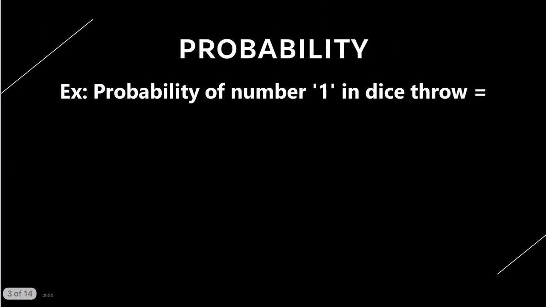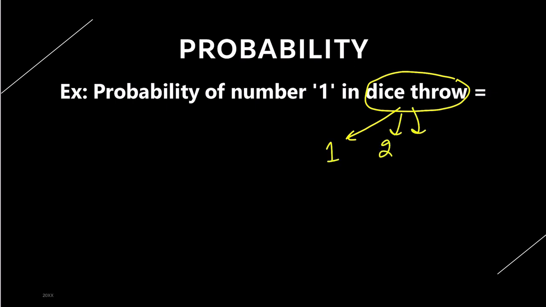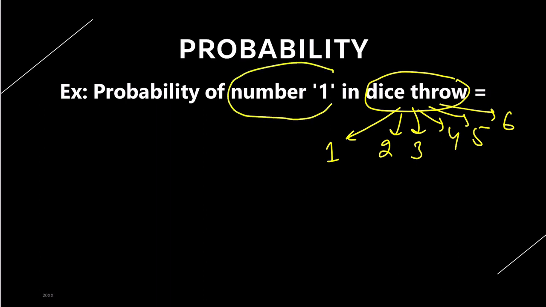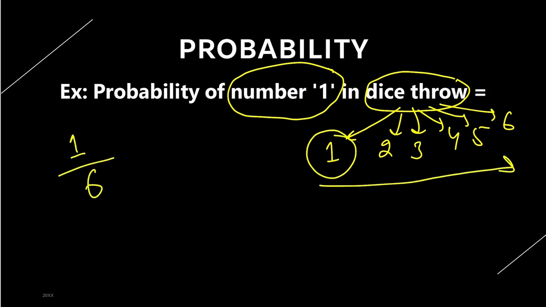Now, the second thing for understanding probability, let's see an example of dice. When we throw a dice, what could come? 1, 2, 3, 4, 5, 6. These are the outcomes possible. Is there any chance that 7 will come? No, because there are only chances that 1, 2, 3, 4, 5, 6 could come, right? So the probability of number 1 coming is 1 by 6, means 1 out of a total of 6.